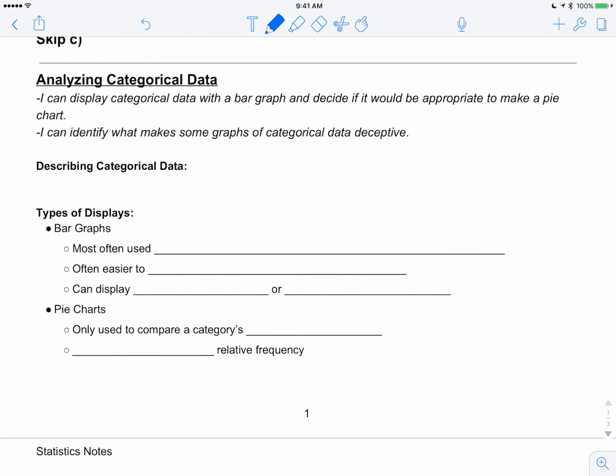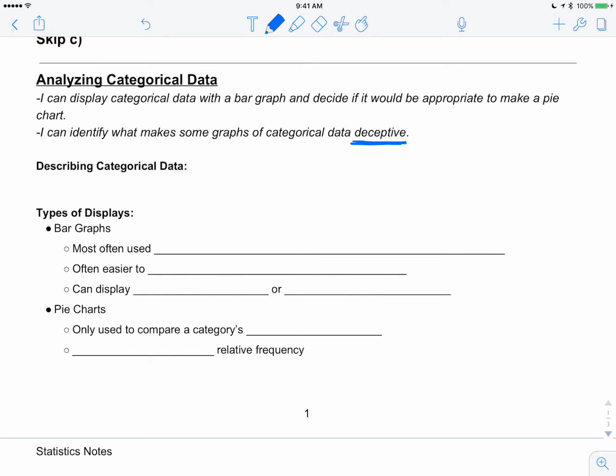We're going to move on to analyzing categorical data. I can display categorical data with a bar graph and decide if it would be appropriate to make a pie chart. And second, I can identify what makes some graphs of categorical data deceptive. Keyword there, deceptive. With data, everyone could have the same data, but we could all present it in different ways. Certain people present data in a way to make it advantageous for themselves, so they're trying to sell a product. And we're going to teach you how to look out for those things, especially in graphs.